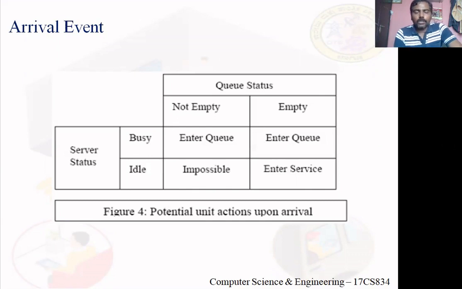So next case, server is idle. Now a new customer will arrive. There is no queue. Then what will you do? Server is idle, a new customer arrives. No queue means the new customer will enter service. So this is represented here. Just go through this, analyze once again.